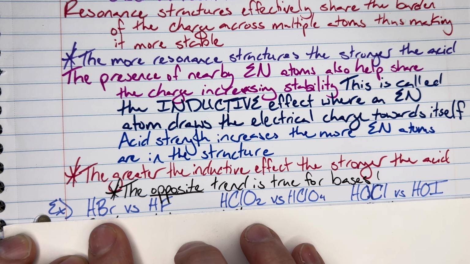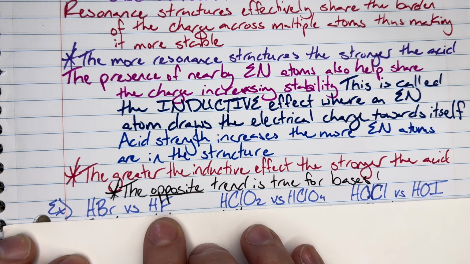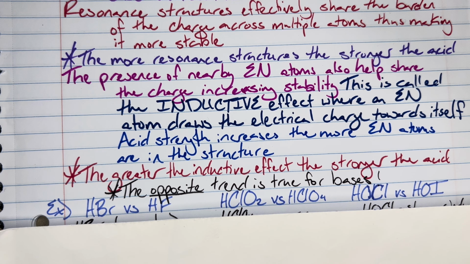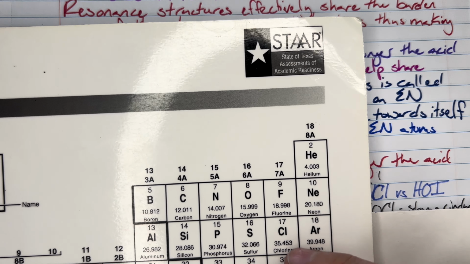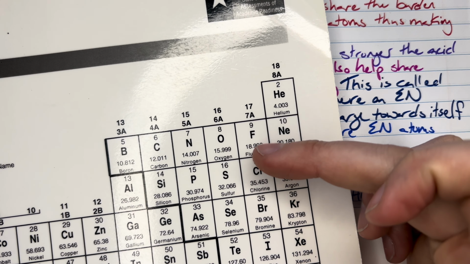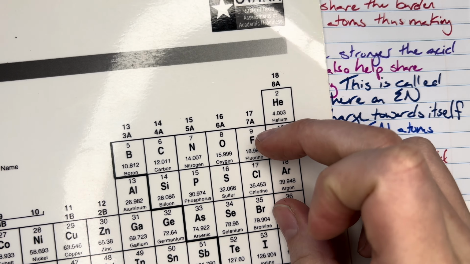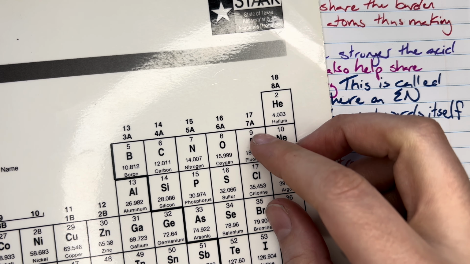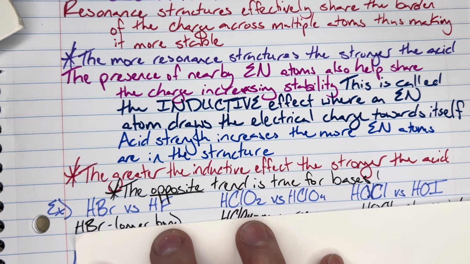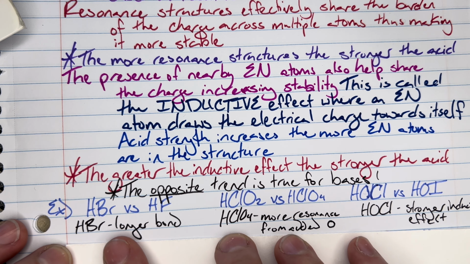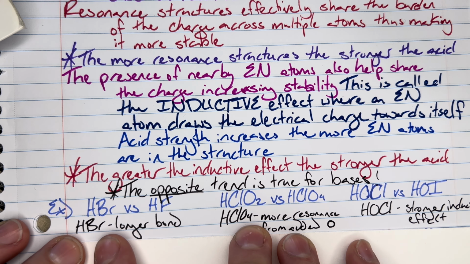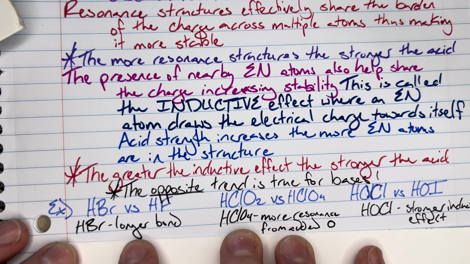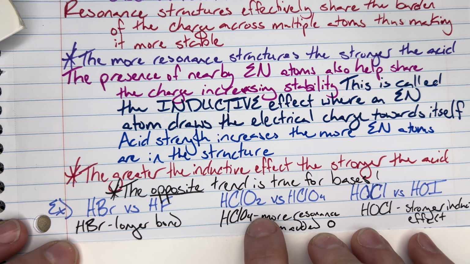For hydrobromic acid versus hydrofluoric acid, if I compare these two acids, I would see that fluorine is a lot smaller than bromine. It is also a lot more electronegative than bromine, and therefore hydrobromic acid is going to be my stronger acid. It will dissociate more readily because it has a longer and weaker bond.